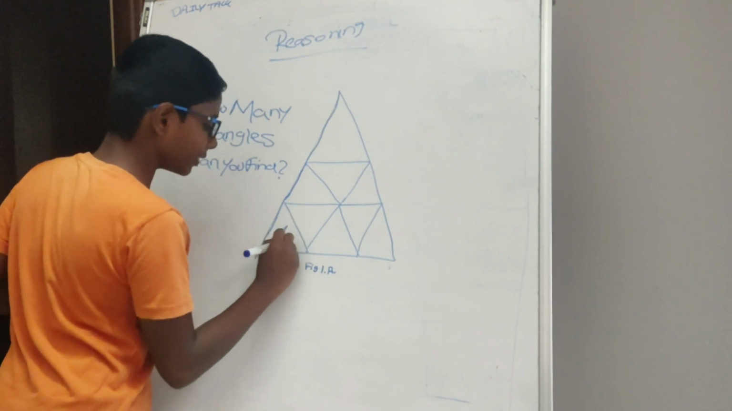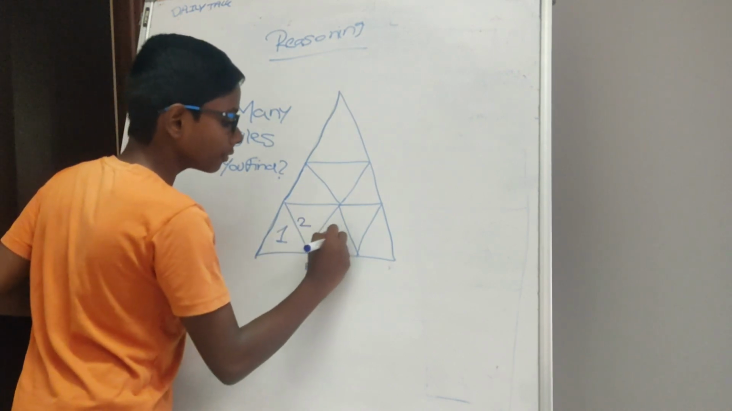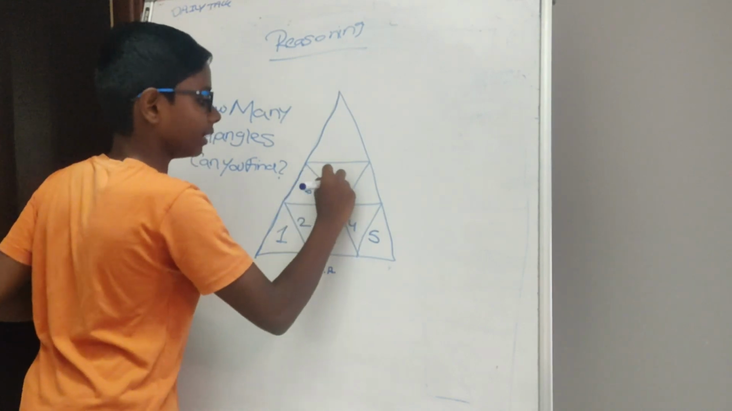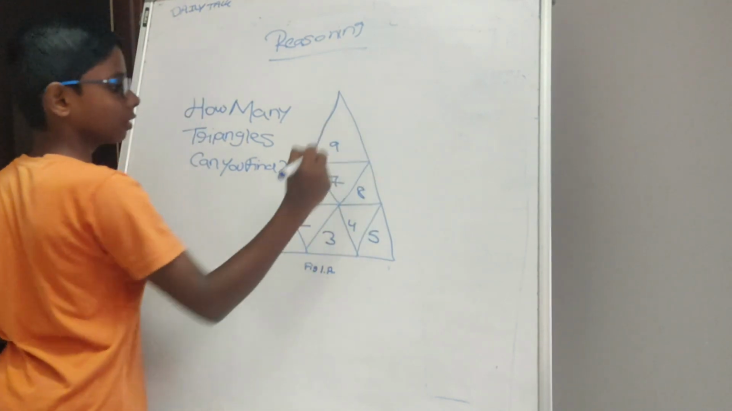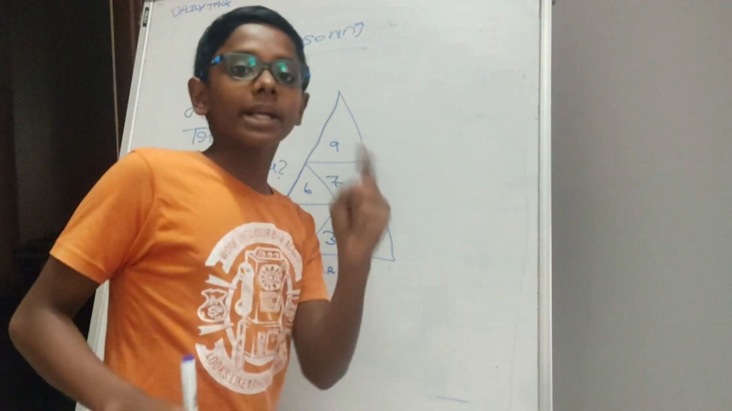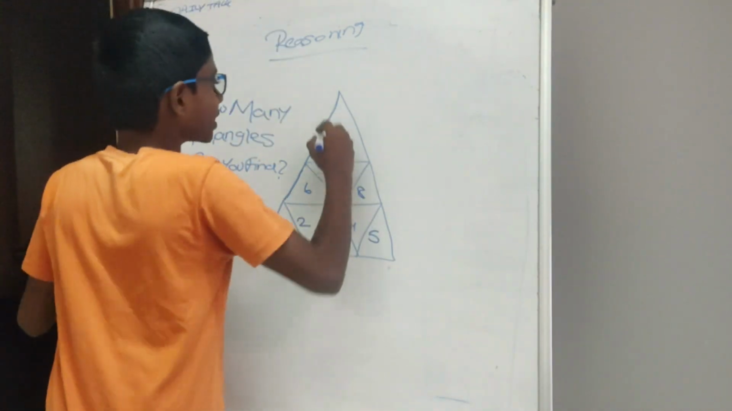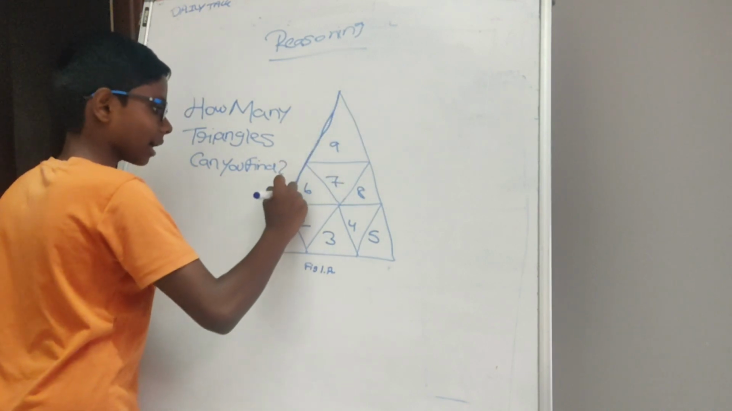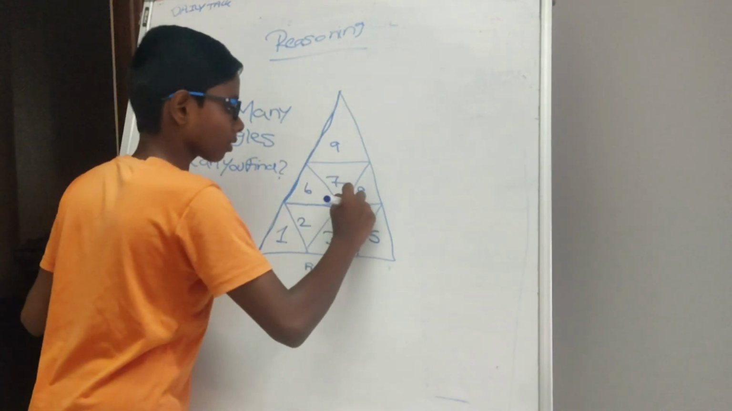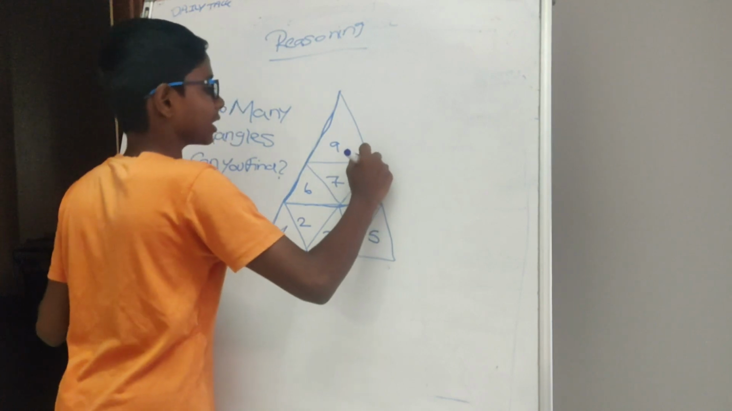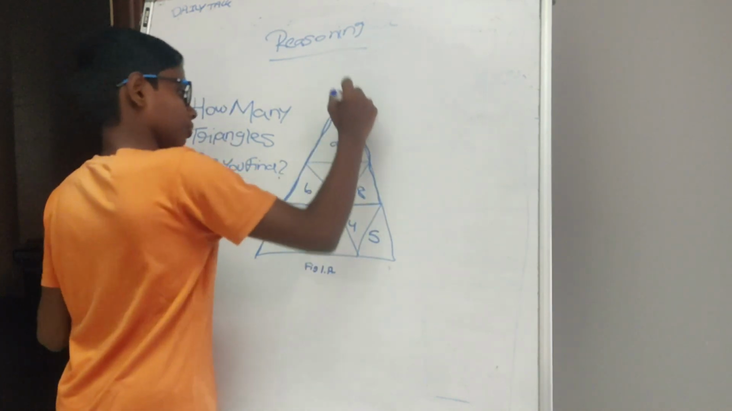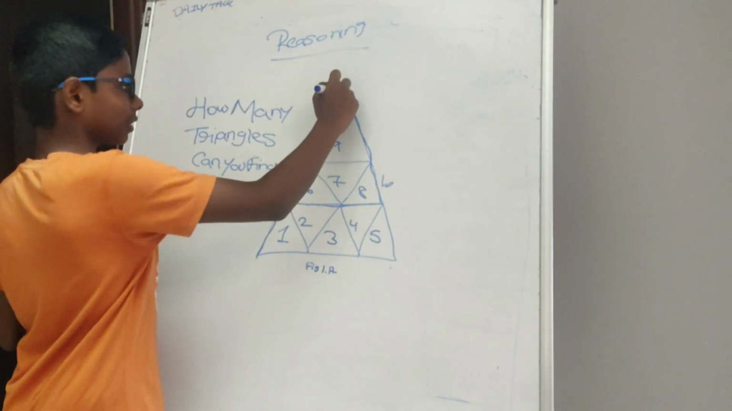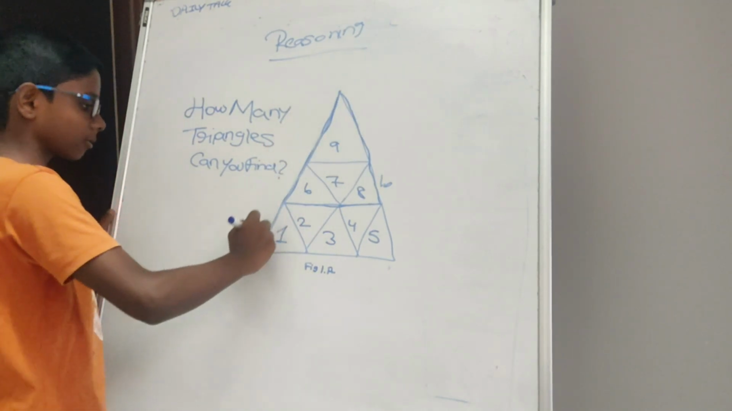So let's start counting. 1, 2, 3, 4, 5, 6, 7, 8 and 9. You guys think that's all, but it's not the case here. What we can do is count a triangle here. You see, it's a triangle as well, isn't it? So this triangle is 10, and after that, let's take this whole figure.